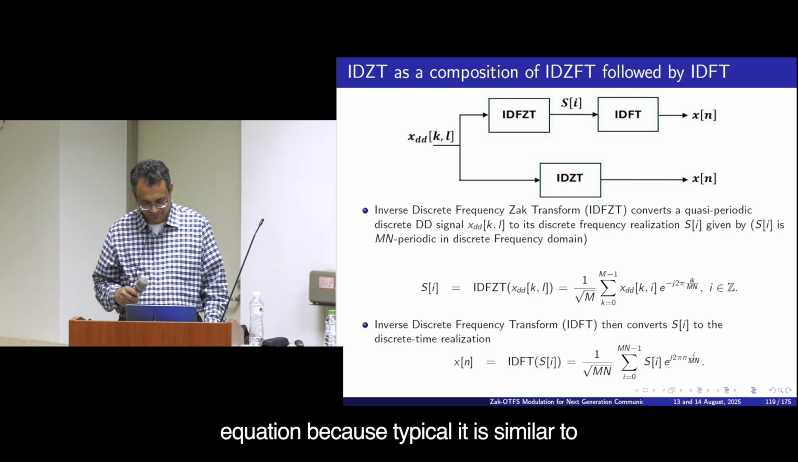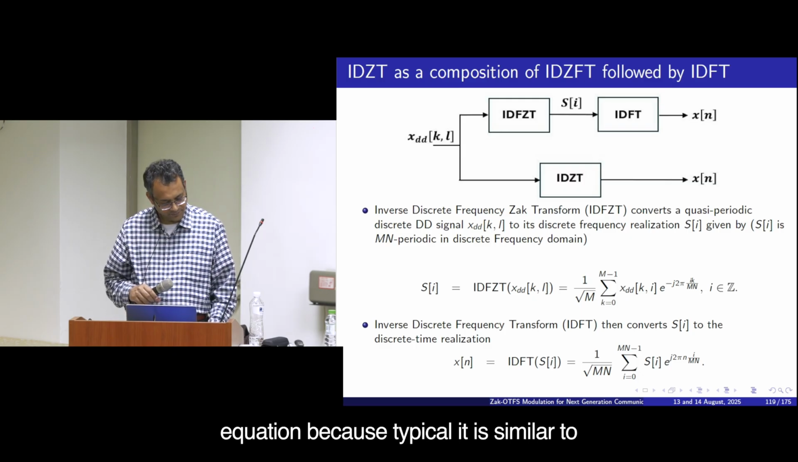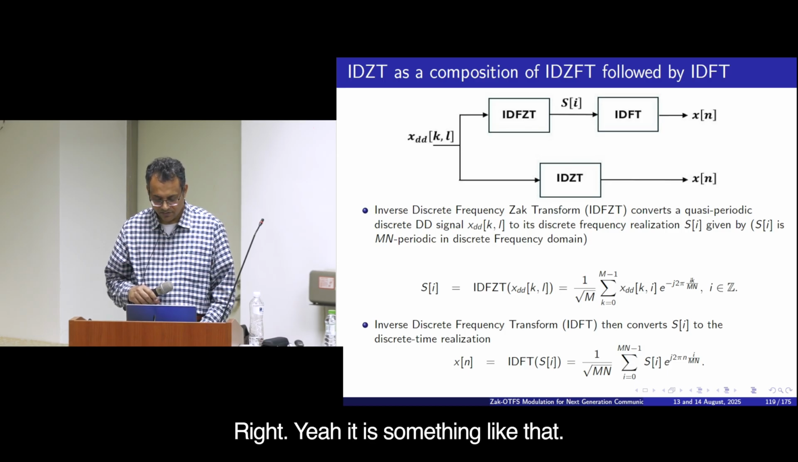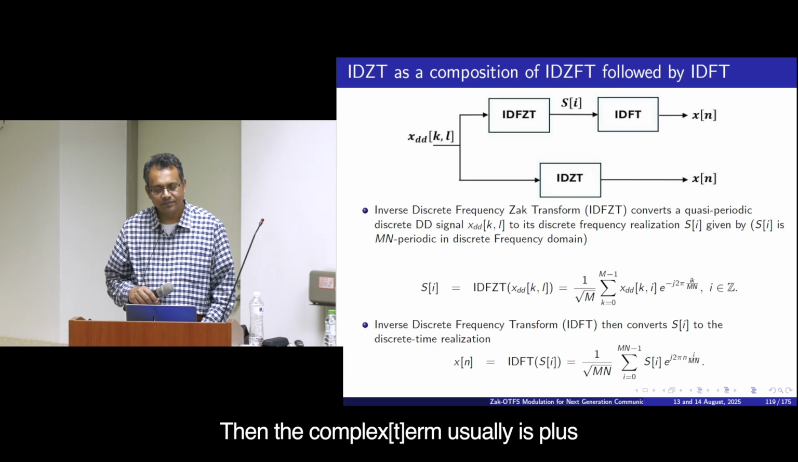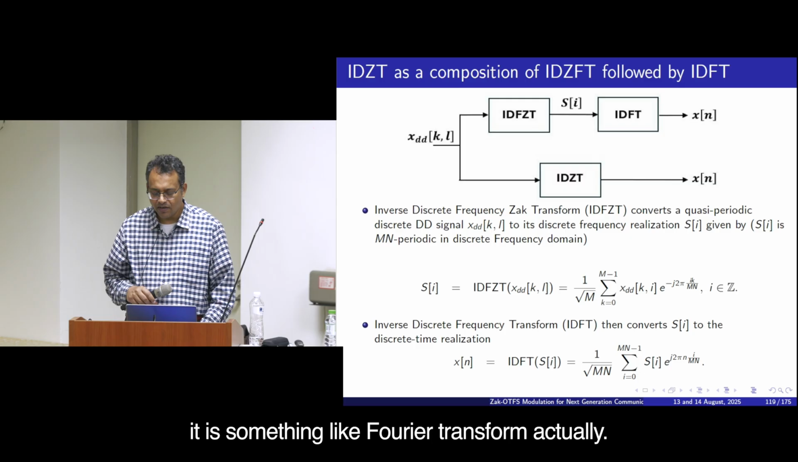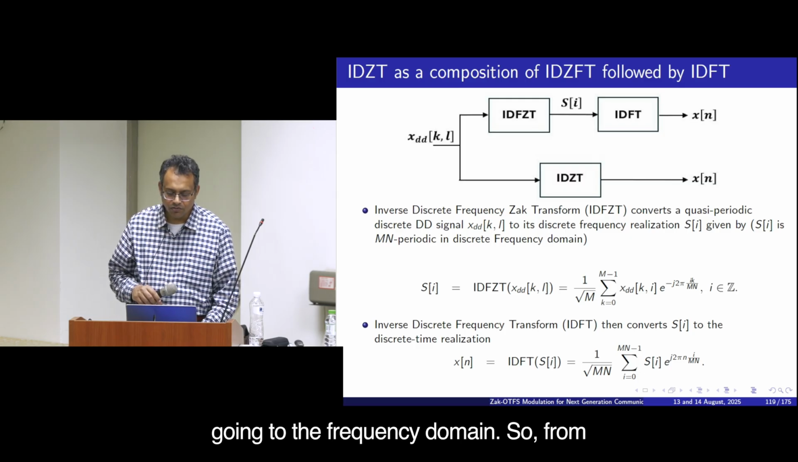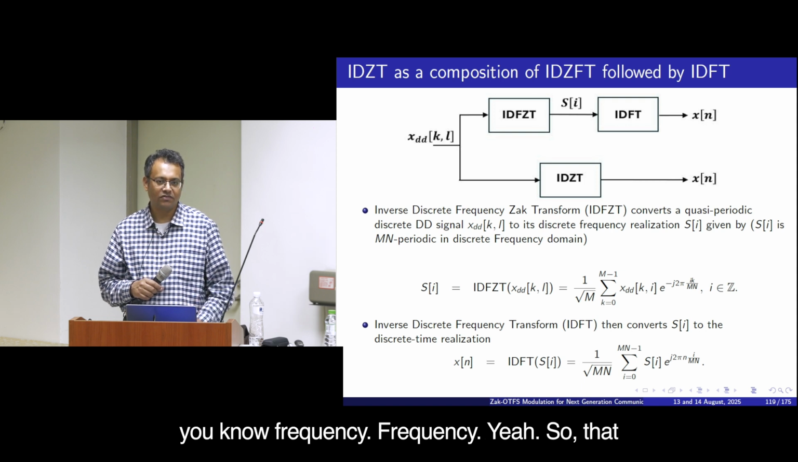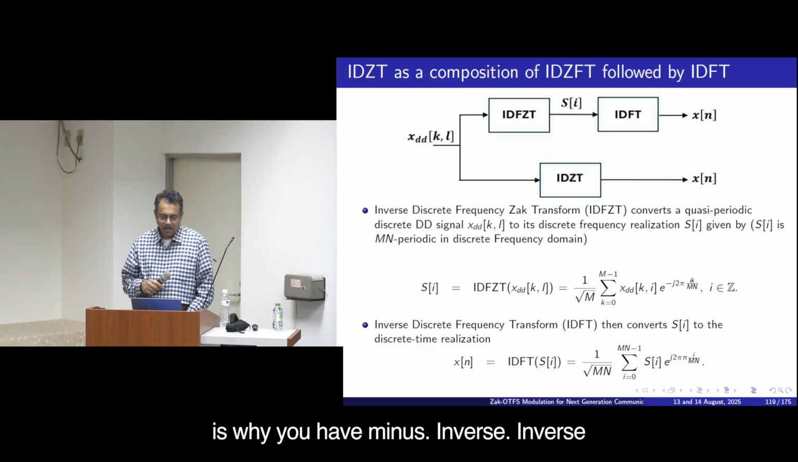This equation is similar to an inverse DFT, right? Then the complex term usually has a plus sign, right? Inverse Fourier transform has a plus sign. No, it is not inverse, it is more like a Fourier transform, because you are going to the frequency domain. From the delay domain you are going to the frequency domain. Yeah, so that's why you have minus. Inverse, because you are actually going.